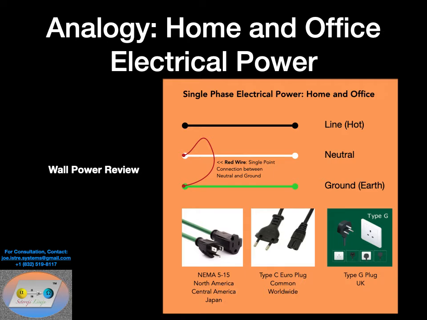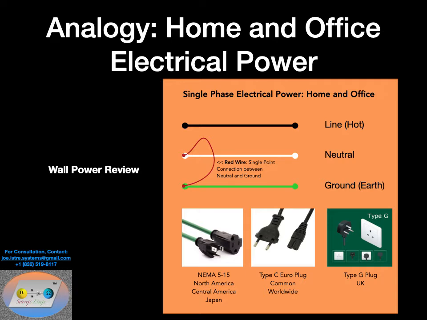So for traditional, customary, best practices purposes, the neutral in a building or a home is tied to ground at a single point, usually near the meter, usually at the meter. Some of the older schemes back several decades ago, maybe in the 50s and the 60s, had the ground connected to neutral at several different points, but the latest codes want it connected at a single point. And there are technical reasons for this, which we won't get into.